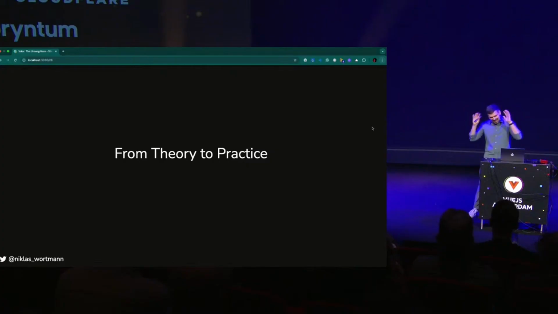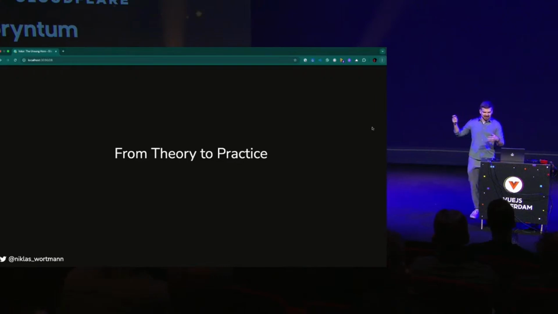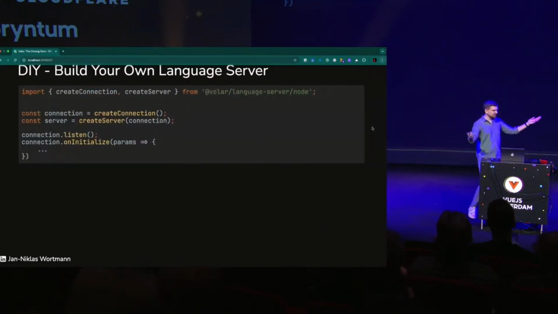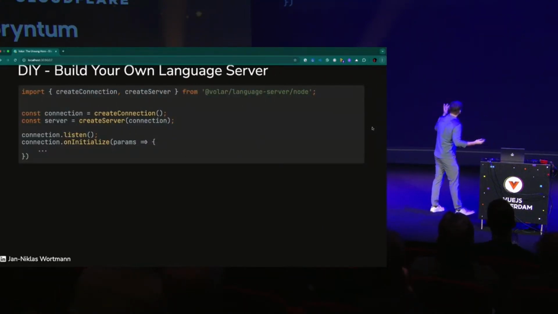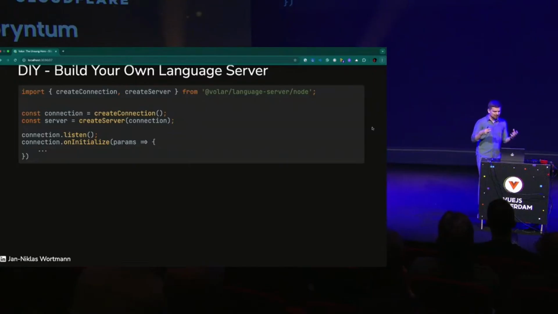Okay, we talked a lot now about Volar, Vue language server, this, that. I do want to give you a little bit more code, because we are developers, we like looking at code. So the way you would build your own language server with Volar, again, if you feel fancy, is basically, and there's a starter template that is great for getting started, you're establishing the connection and creating the server that then listens to input-output.